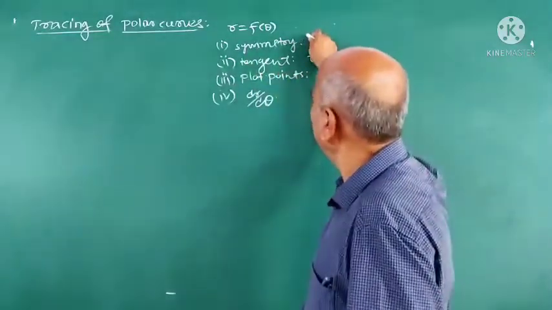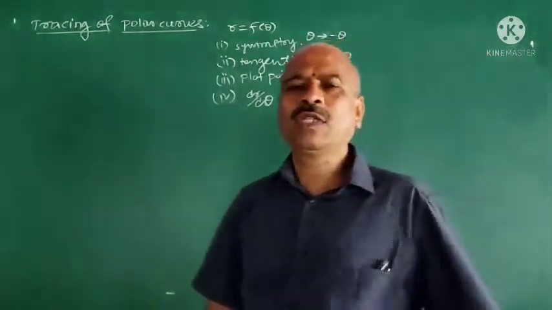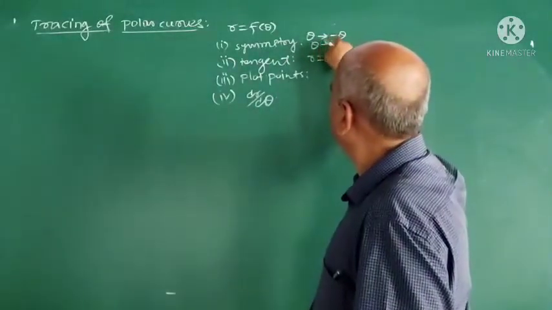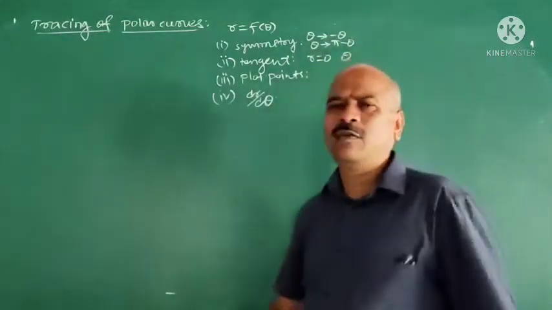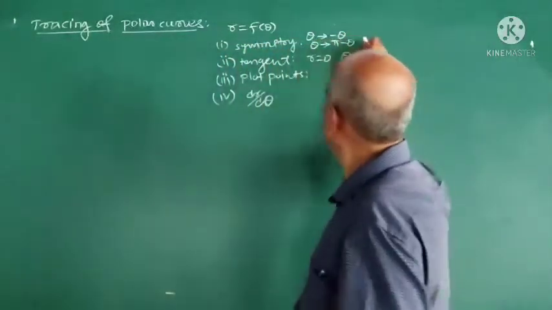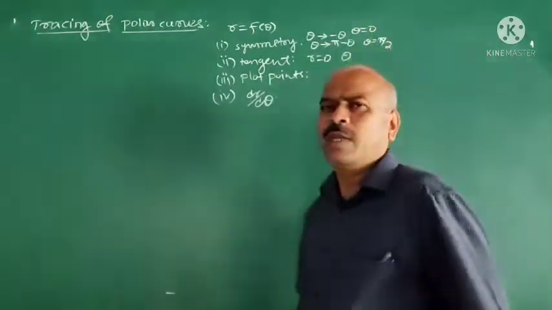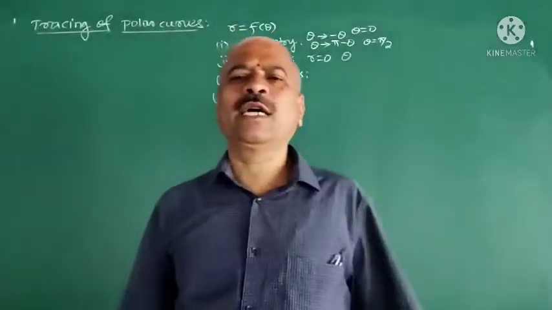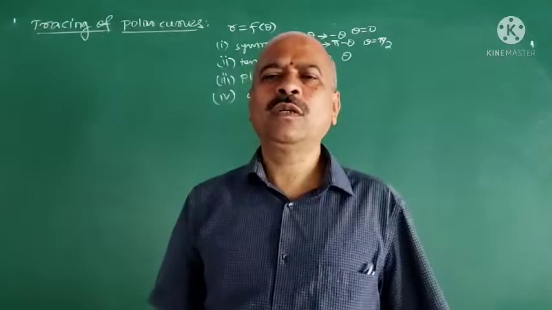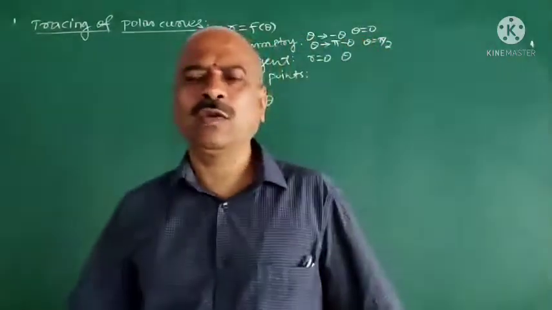Symmetry: if theta is changed to minus theta and the equation is the same, the curve is symmetric about the initial line. When theta is changed to pi minus theta and the equation of the curve is unaltered, then it is symmetric about theta is equal to pi by 2. And if r is changed to minus r and the curve is unaltered, then it is symmetric about the pole. Three things are there. Now I have already explained how to trace the curve.